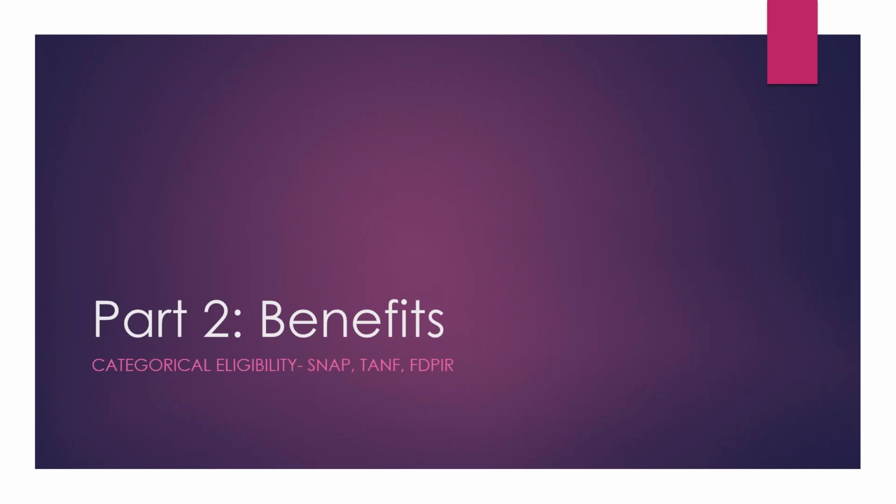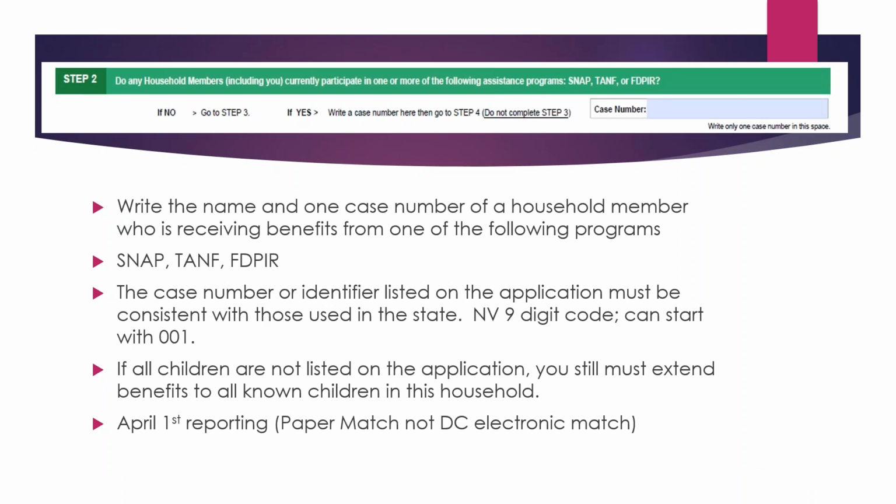So Part 2, benefits. This is called categorical eligibility, and it's based on whether a household provides a SNAP, TANF, or FDPIR number. What you want to look for is the Step 2 section, and the question is: do any household members, including you, currently participate in one or more of the following assistance programs? SNAP, TANF, or FDPIR. If no, the family would move on to Step 3, and if yes, they would write a case number here and then go to Step 4.